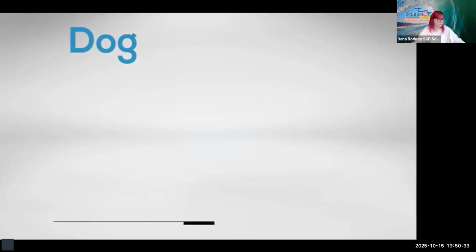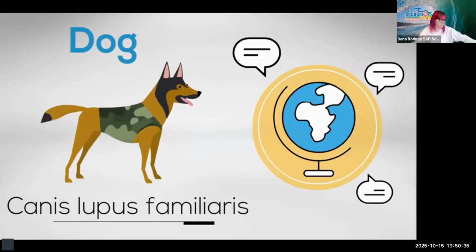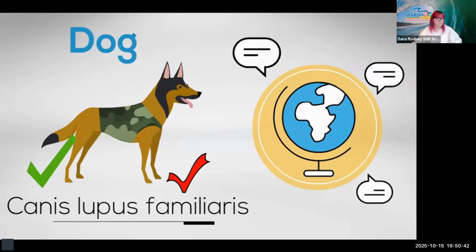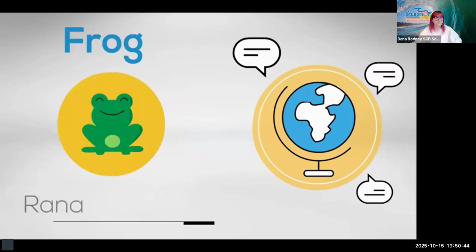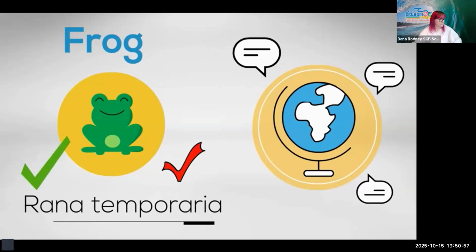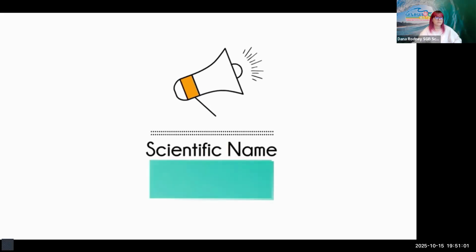A dog, Canis lupus familiaris. The genus is Canis, and the species is lupus familiaris. How about the frog? There are over 5,000 types of frogs, so the scientific name tells you exactly which one you are talking about. The Rana temporaria. The genus is Rana, and temporaria is the species. There you go, a scientific name, two parts, describes the genus and the species.